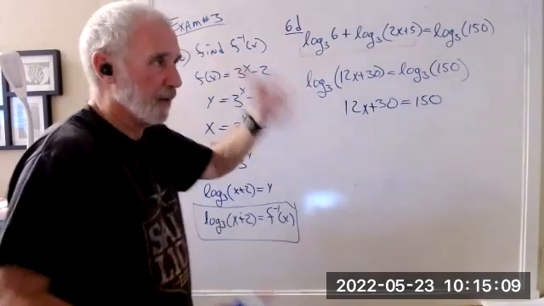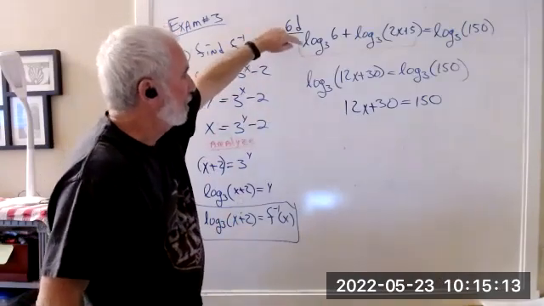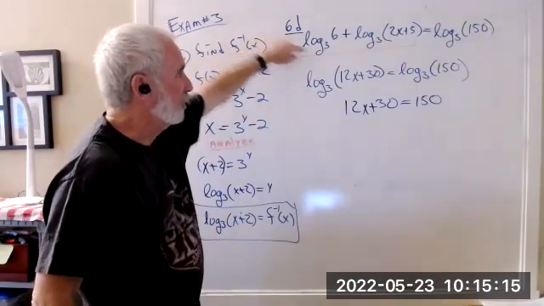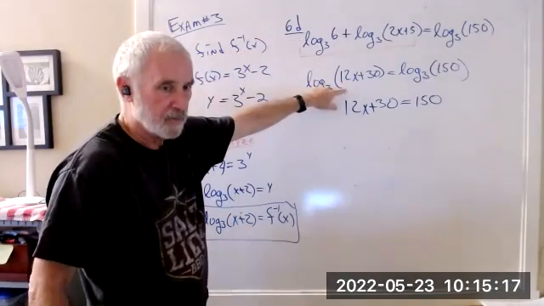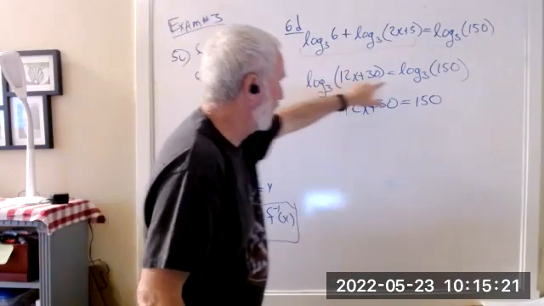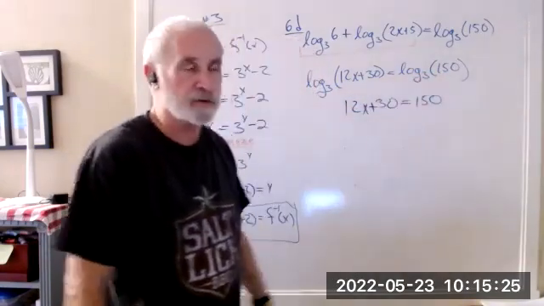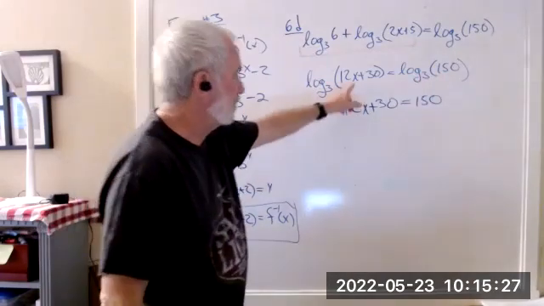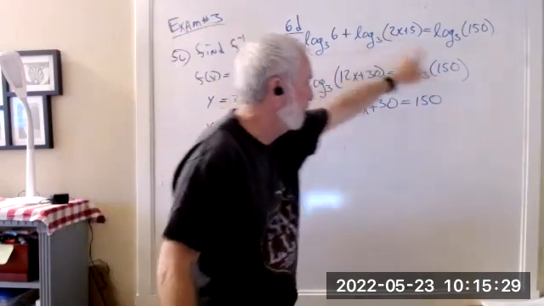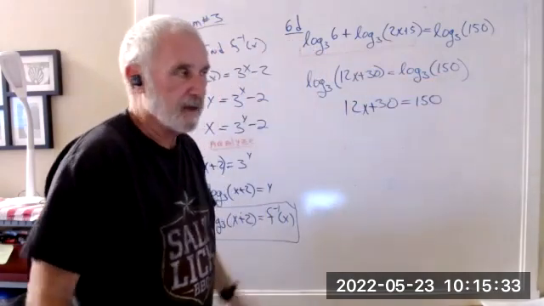Okay, so a couple steps. I know I've been jumping around. I apologize. So in this problem, we condensed these into a single log, and then we analyzed it. We said, if we have one log equaling one log, the log part must not have been important. It must have been only that the 12x plus 30 must equal the 150. And that was the logic.